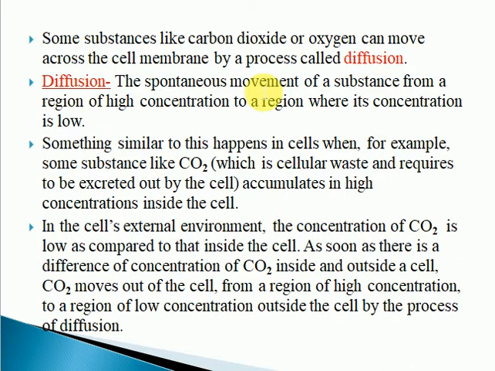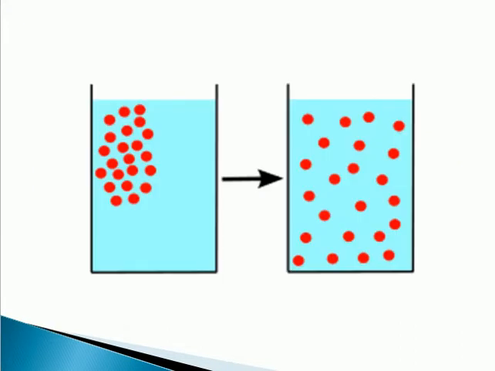Some substances like carbon dioxide or oxygen can move across the cell membrane by the process of diffusion. Now I'll tell you the process of diffusion. I'll explain it to you first, then we will read. Suppose I've taken a beaker containing water and I have added red ink to one corner of the beaker. Now after some time, what will happen? The ink would spread uniformly throughout the beaker in this manner.